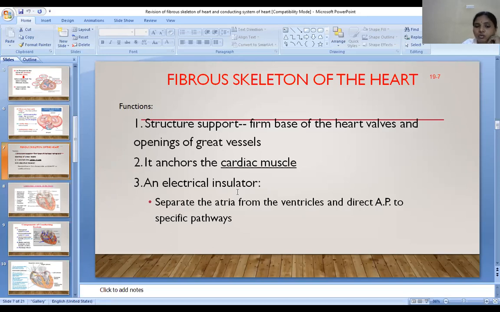nothing but the AV node. And from this AV node, the impulses must travel through the AV bundle of His, as you know already. So this fibrous structure lies exactly between the atria and ventricles. It is a partition, meaning it acts as an electrical insulator. So how are the electrical impulses carried from the atria to the ventricles? For that, we should know the details about the conducting system of the heart.